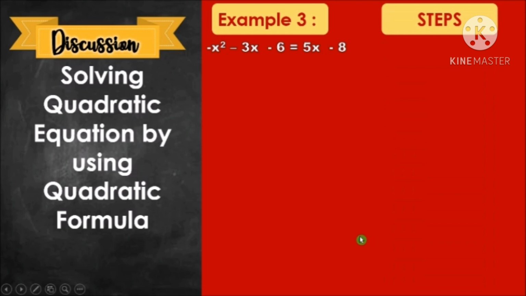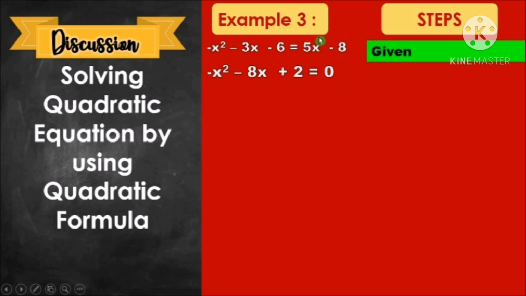For example number 3, we have negative x squared minus 3x minus 6 equals 5x minus 8. This is our given. So as you have noticed on the given, hindi pa po siya equated to 0. So lahat ng term na nasa right side, ililipat sa left side. So ang magiging sagot dapat natin ay negative x squared minus 8x plus 2 equals 0.